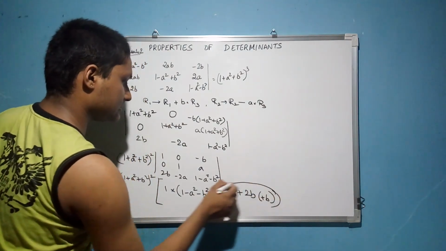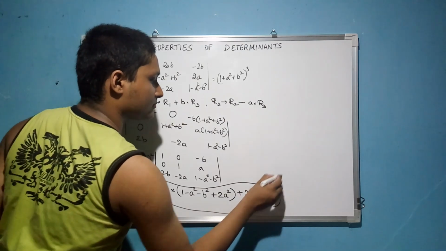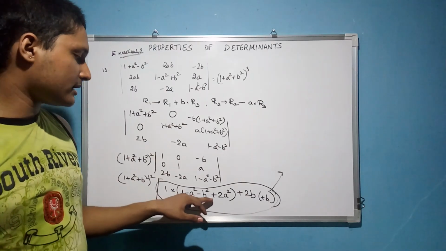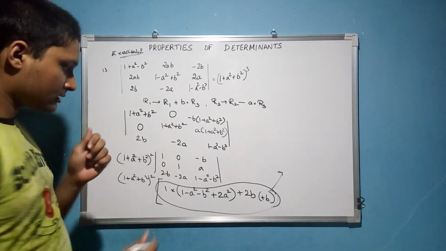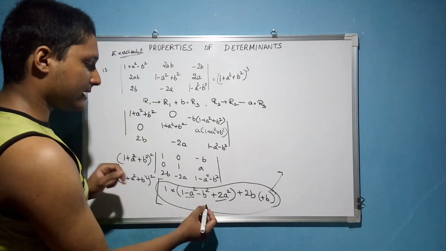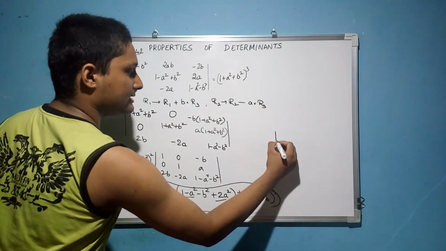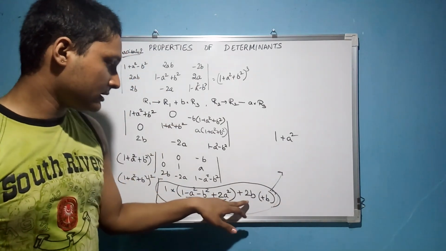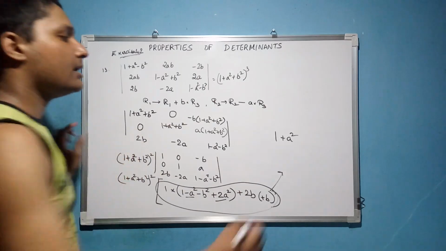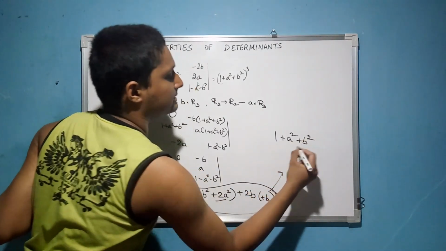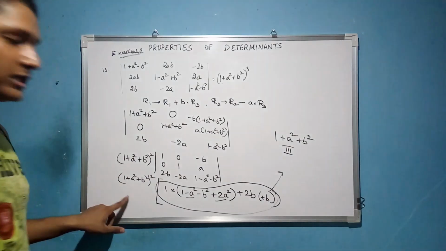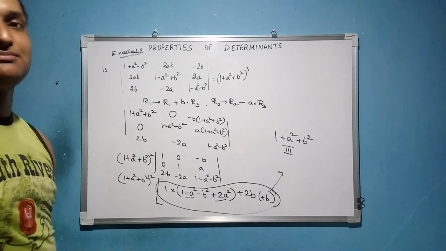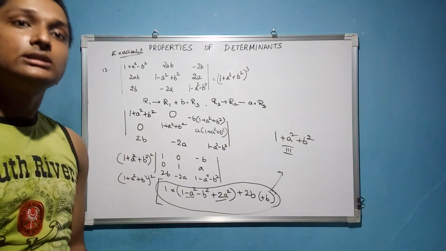So what does this term come to be? Okay, that is 1 minus a square minus b square plus 2a square. So minus a square plus 2a square comes to be a square. So 1 is over, a square is over. Okay, then you have minus b square plus 2b square, that comes to be plus b square. That is the third term. Yeah, 2 terms we have already got. One more, 1 plus a square plus b square we got just by expanding. That's all about the 13th question.